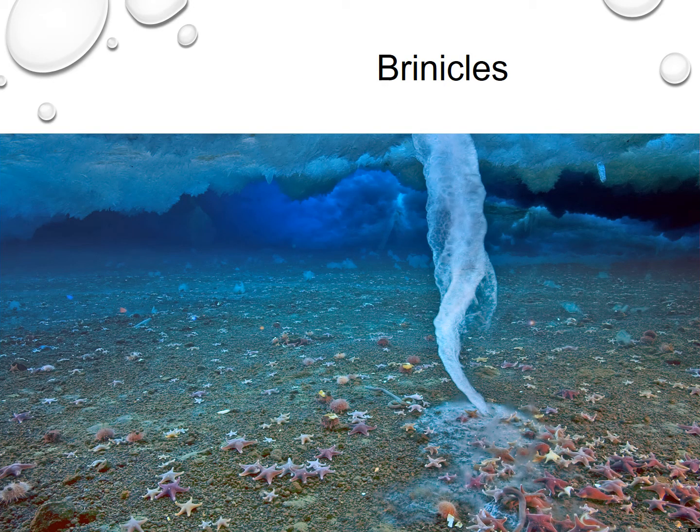And here you see again from BBC one of these pictures of these brinicles. So these brine channels are so super cooled that seawater along them freezes. And when they reach the seafloor, they kill anything in their pathway. So in this picture you see a lot of brittle stars and sea urchins being flash frozen by the brinicle.